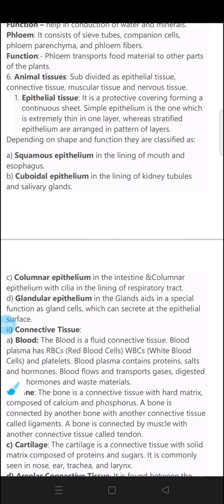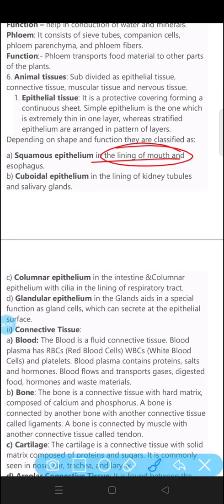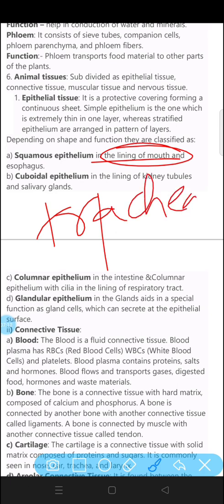Skin is an example of stratified epithelial tissue. Second type of epithelial tissue is squamous epithelium. It is present in the lining of mouth and esophagus. So the lining is basically the inner boundary of any of the organ. Just suppose we have our trachea. Trachea has outer lining and inner lining. Outer lining is called covering and inner lining is called lining.